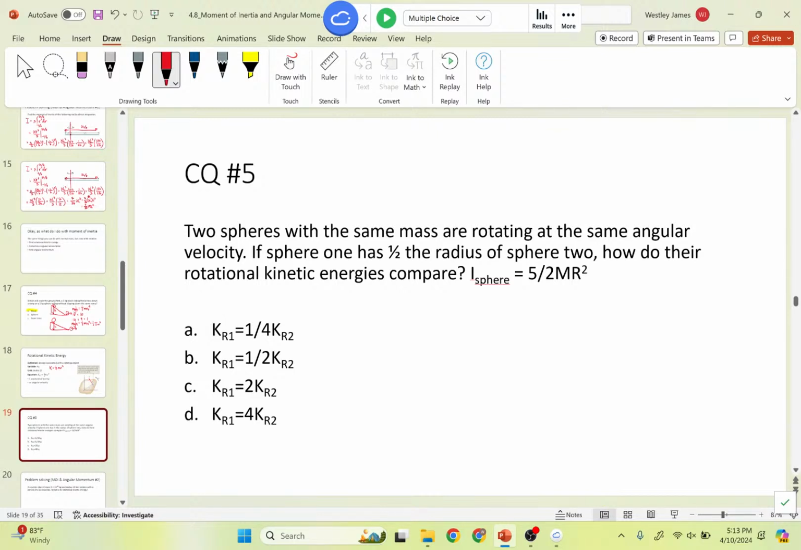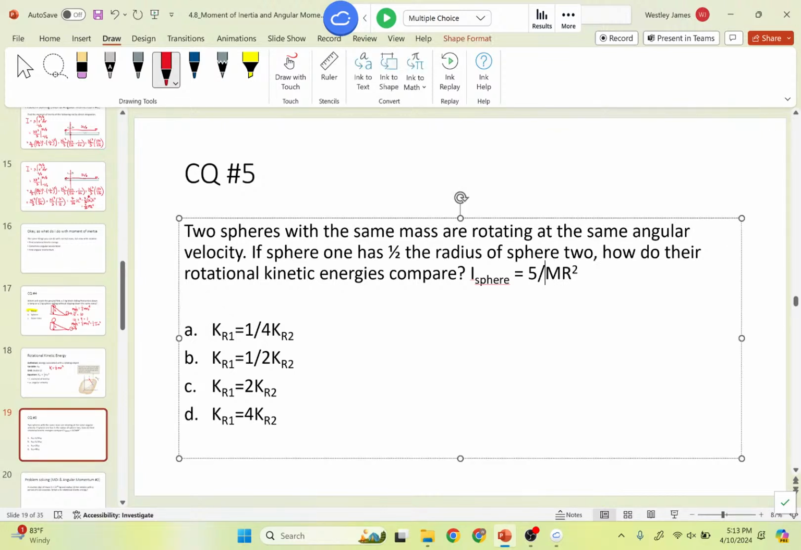Is it supposed to be 5 over 2? I thought it was 2. Yeah, it is 2 over 5. Didn't even catch that. Good news, doesn't matter. But you are correct that it should be 2 over 5. Good news, it won't change your answer.